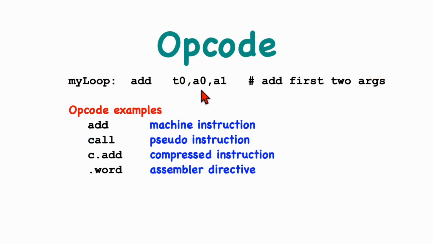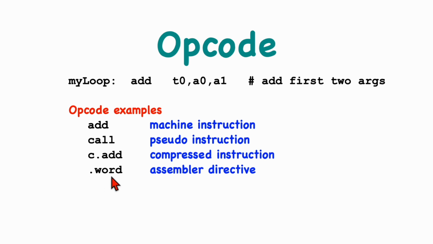Here's an example instruction that adds the contents of two source registers and places the result in a destination register, which is T0 in this example. In the opcode field, we see the name of a machine instruction, but there could be other things in the opcode field. For example, we might see a pseudo instruction, such as the call instruction, and we'll talk about pseudo instructions later. This video does not discuss compressed instructions, but we might see compressed instructions. Those all begin with C and a period. And finally, we might see an assembler directive, and those all begin with a period.